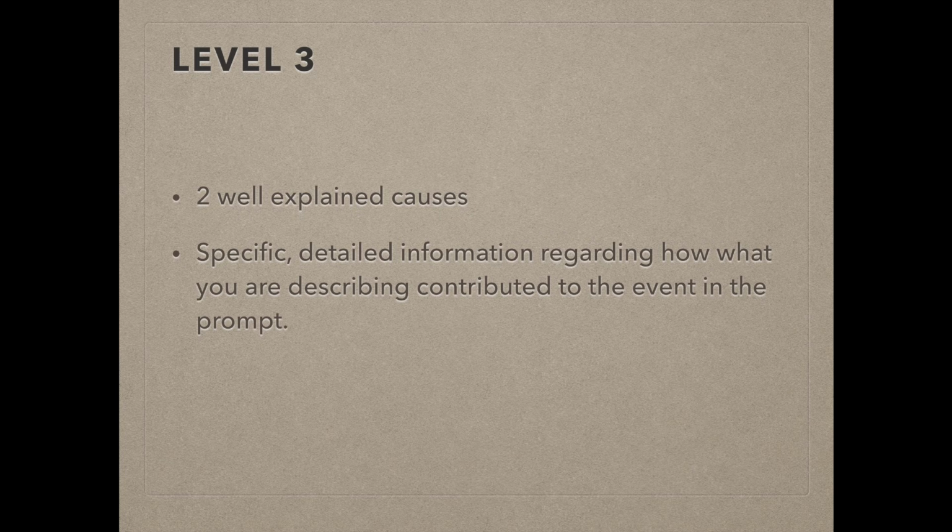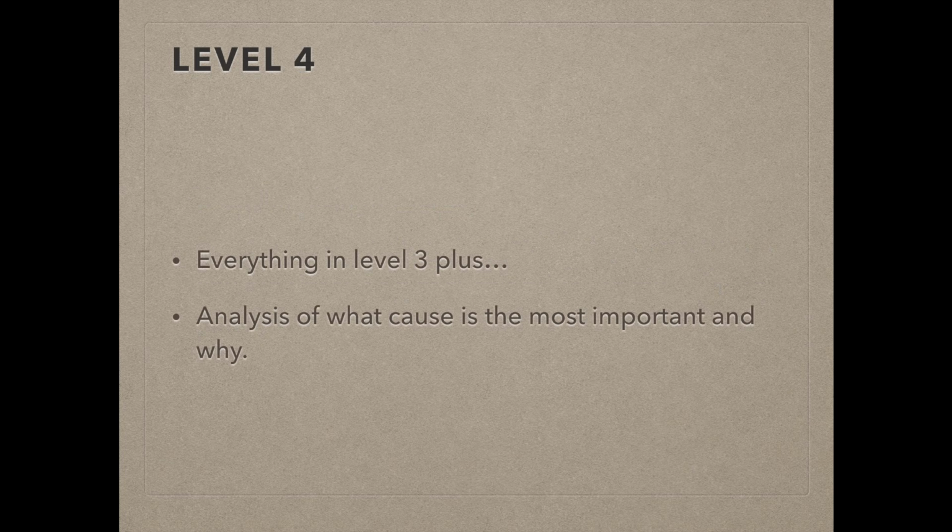Now, to get up to the level 4 range, you have to do everything you did in level 3. So you're still explaining those 2 causes, but you have to add the analysis of what cause is the most important and why. So whenever you've got those 2 causes listed, actually state whatever was the most important cause of the event in question, and explain in another paragraph why that one cause was the most important, why it was more significant than any other potential cause or the other cause that you listed. So you're really sort of ranking the causes here, what's more significant and what's more important. And that's the gist of the rubric.